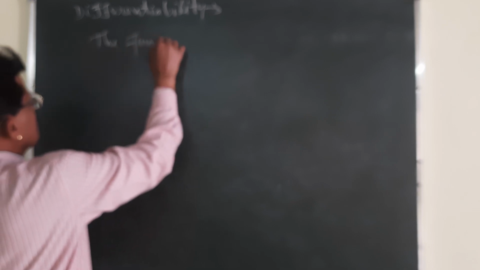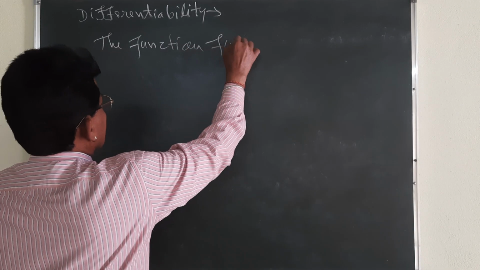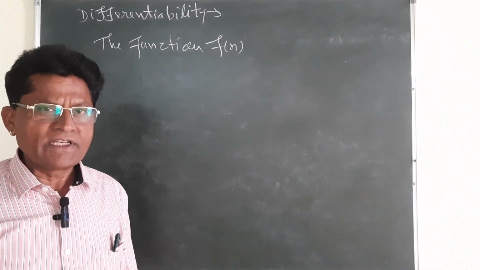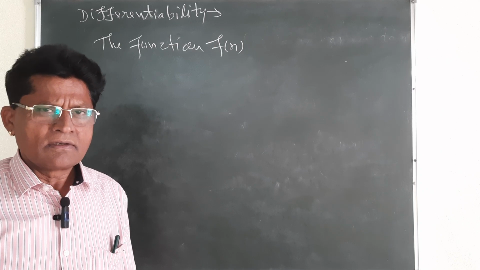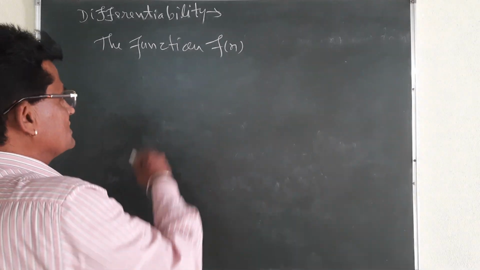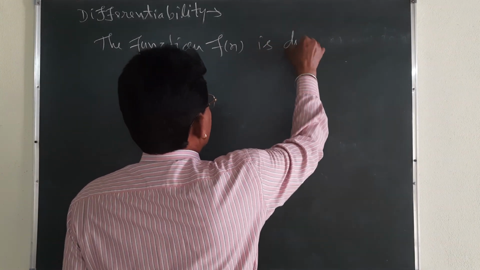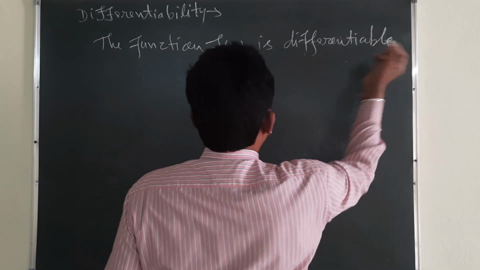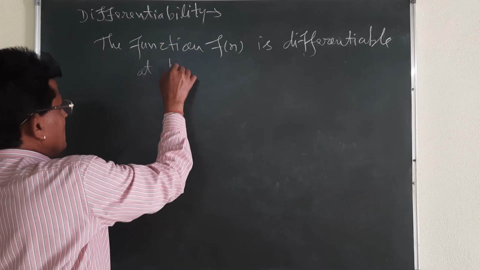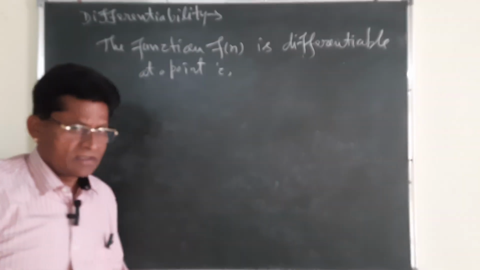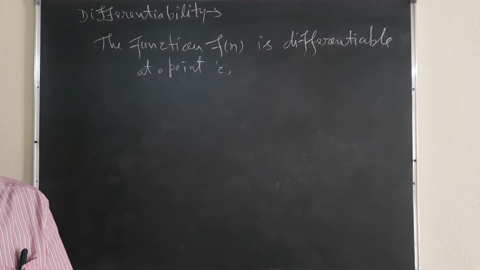The function f(x), any kind of function, may be there. It may be a trigonometrical function, algebraic function, exponential function, logarithmic function, and so on. Let f(x) be a function which is differentiable at a point. You can take any point; in general I am taking the point C. At point C you will have to see whether the function f(x) is differentiable or not.